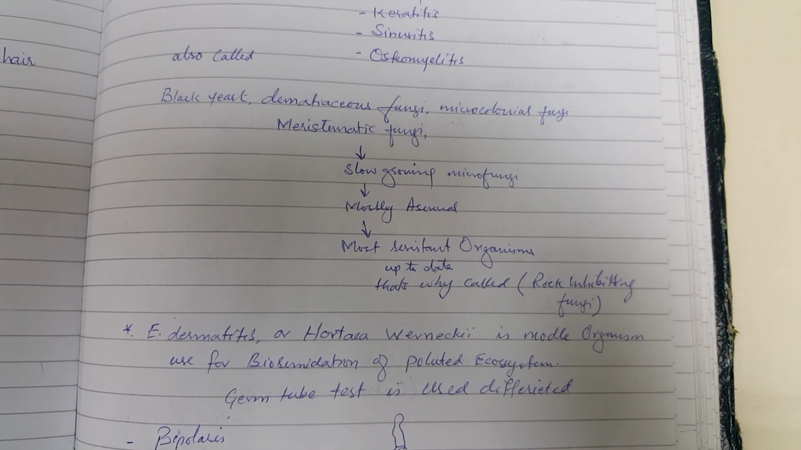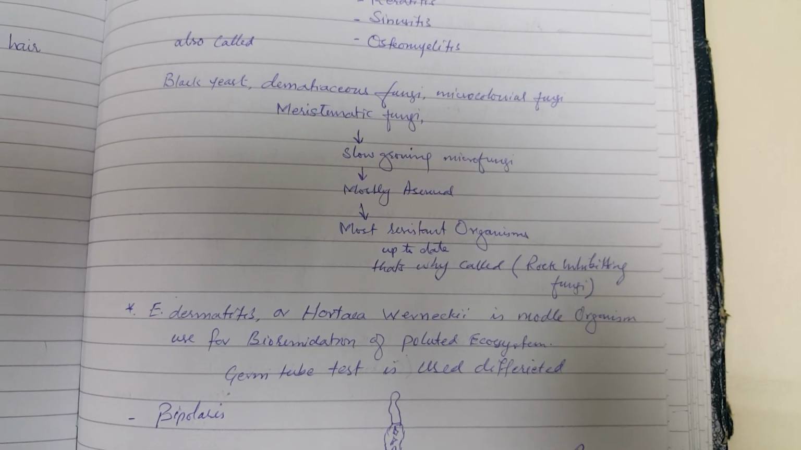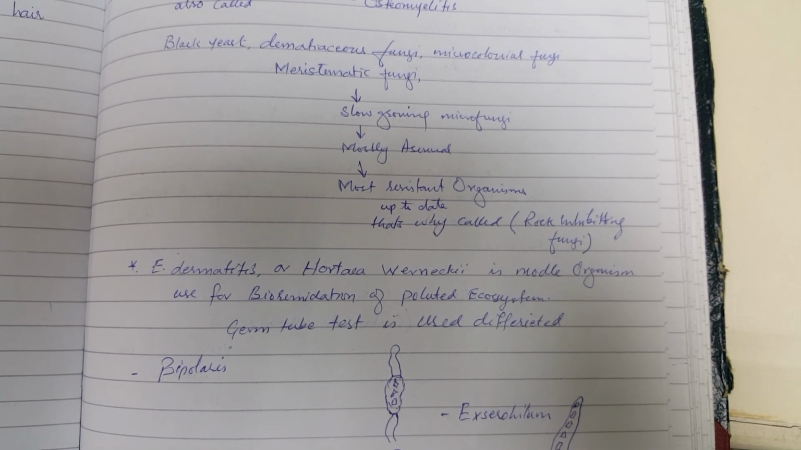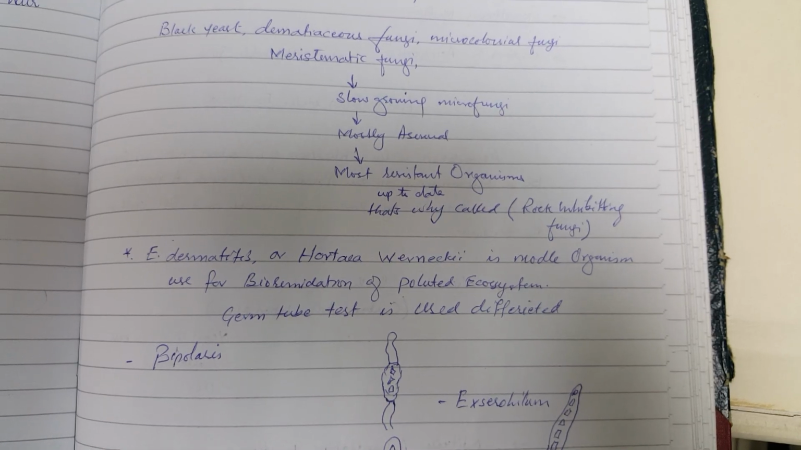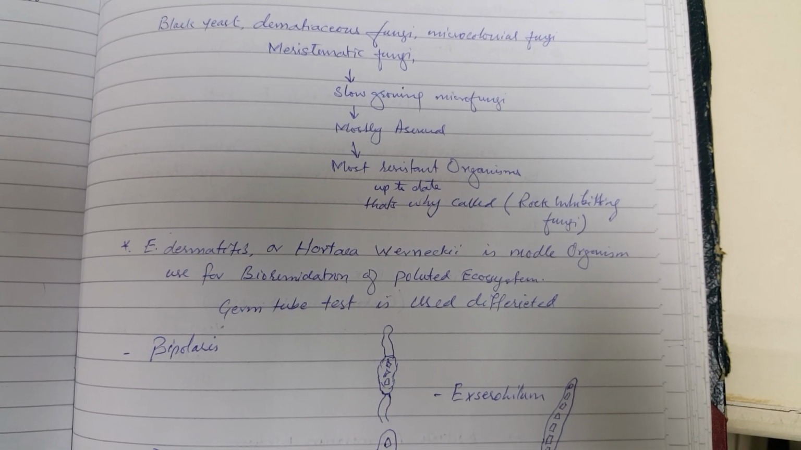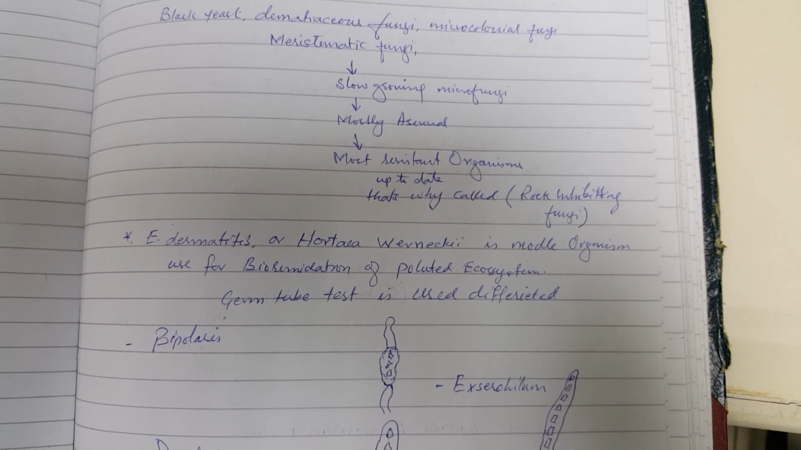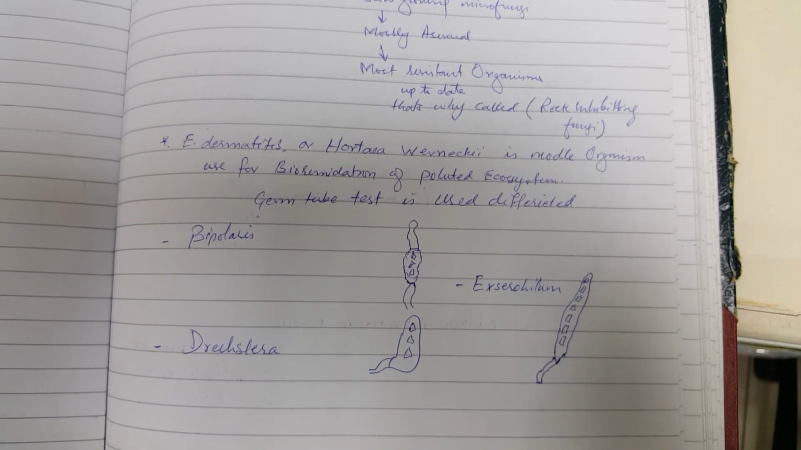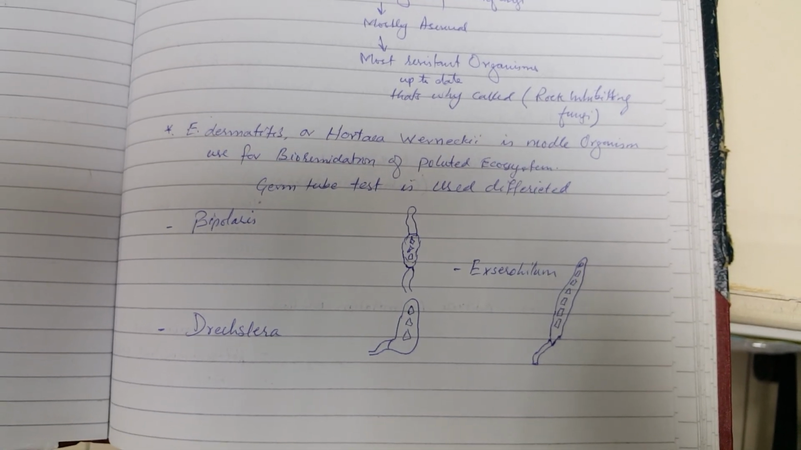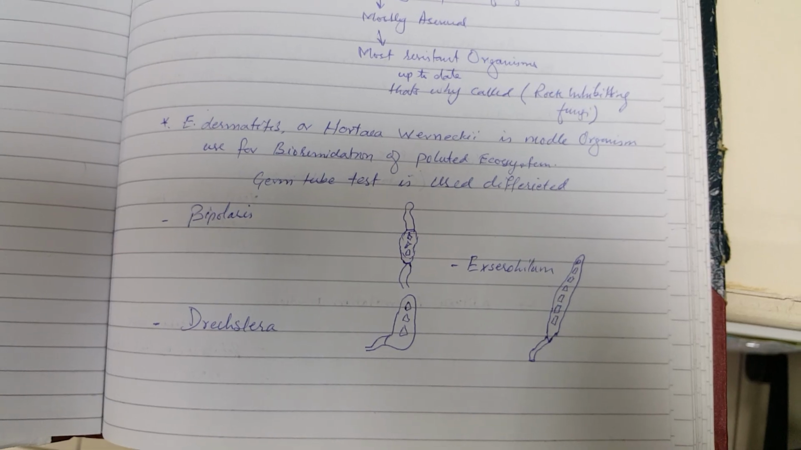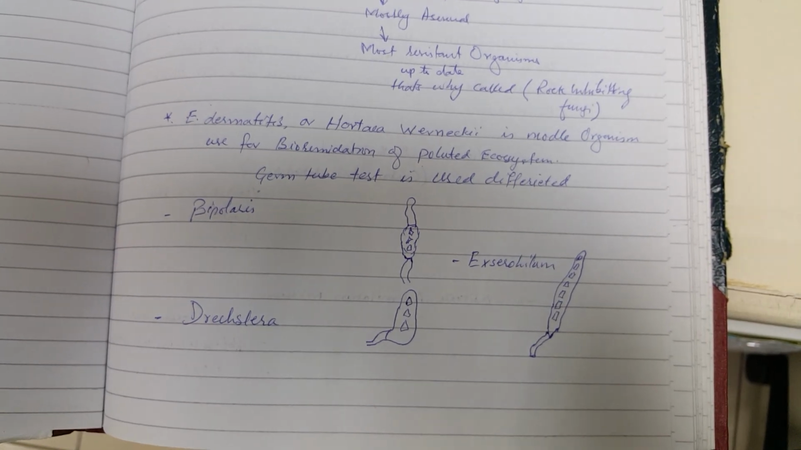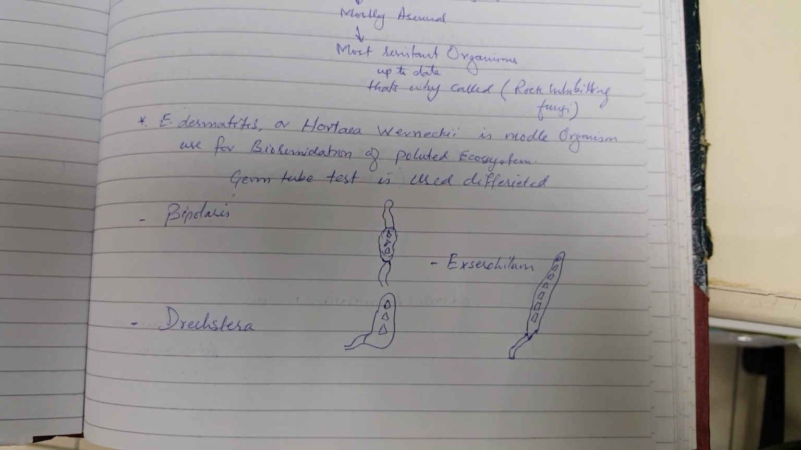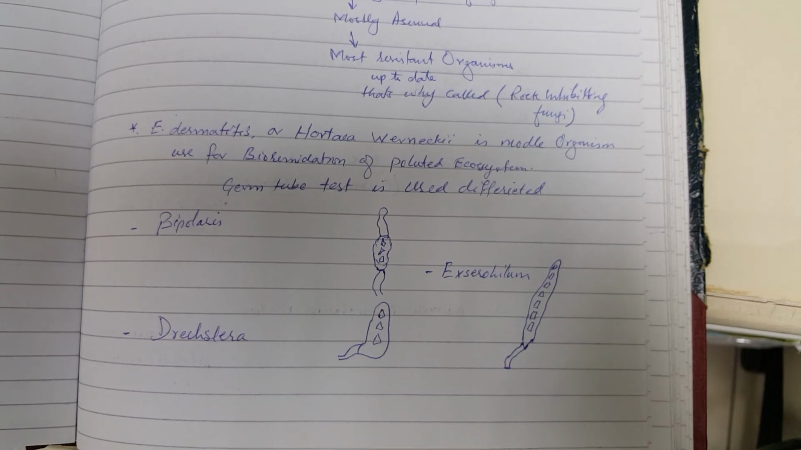That's why they are called rock inhibiting fungi. Rock inhibiting fungi like Exophiala dermatitidis and Hortaea werneckii are mold organisms used for bioremediation of polluted ecosystems. The germ tube is widely used to differentiate these three black yeasts from each other. In the germ tubes, Bipolaris, as the name indicates, has bipolar germination, and Drechslera has only a single pole, on the left side, and Exserohilum is long and elongated.